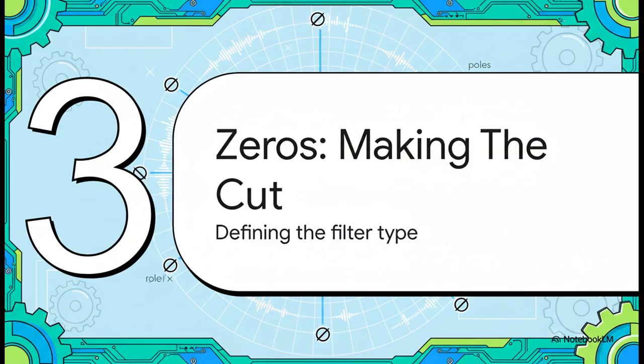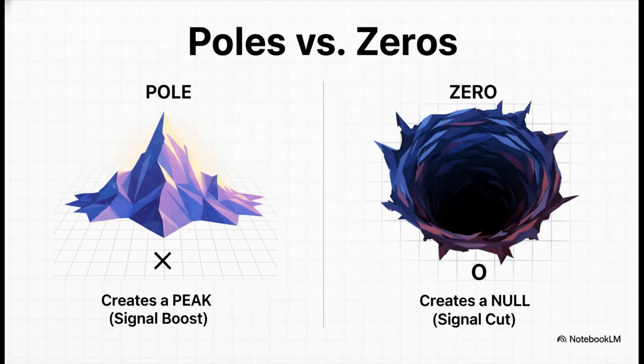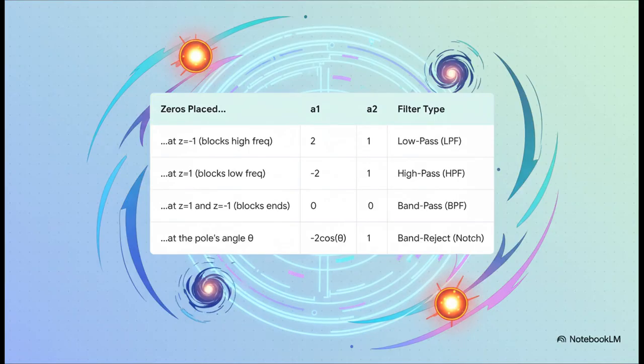Is it going to let the lows pass, the highs, something in between? Zeros are the key. And this is the perfect way to think about it. If a pole is a mountain, a 0 is a bottomless pit. It creates what we call a null, basically a point where that specific frequency is just gone, 0 signal, wiped off the map. Now this table, this is basically the Rosetta Stone for our whole design map.